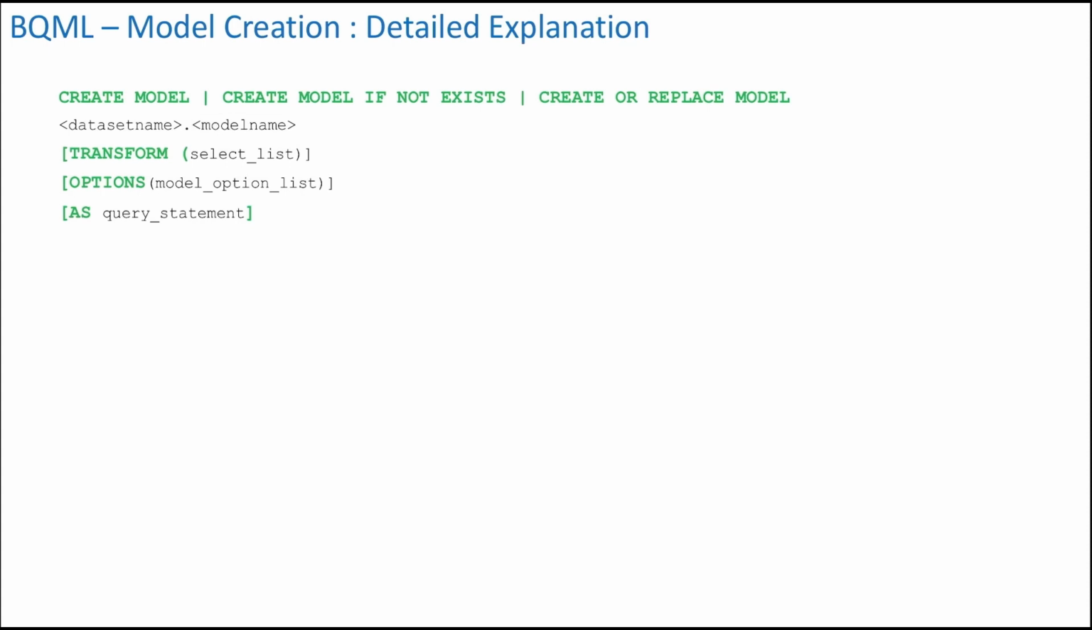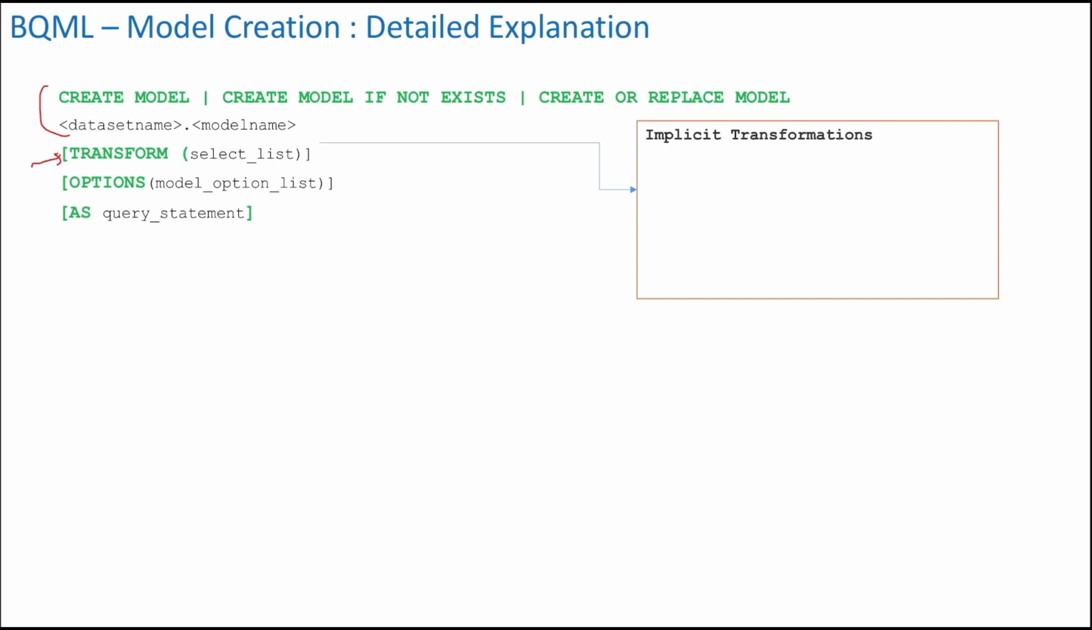So the first part, create model, dataset name, is pretty clear. Let's look at what happens under the hood of the transform function when you specify that while creating a model. There are two types of transformations that we need to talk about. The first is a set of implicit transformations, which you do not need to specify. BigQuery does it on its own on the back end. And these are some of the standard transformations that you would always do. Let's take a look at them.